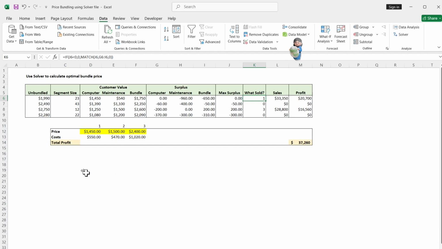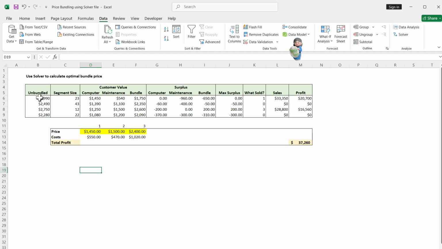My problem here is actually a computer company sells devices, computers, and maintenance. There are four market segments, and these are the sizes of each segment. And customers can buy computers separately, or maintenance separately, or they can buy a bundle. So customer value is actually how these customers value the prices for the products.